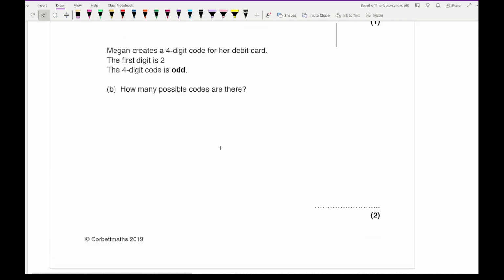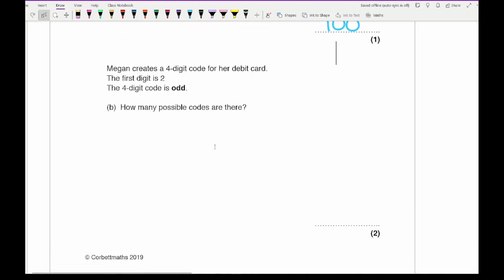The next part then says that Megan creates a 4-digit code with her debit card. The first digit is 2. And the 4-digit code is odd. How many possible codes are there? So let's start by just picturing those 4-digit numbers.